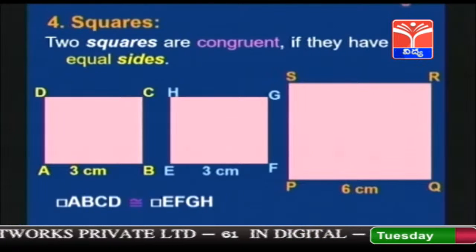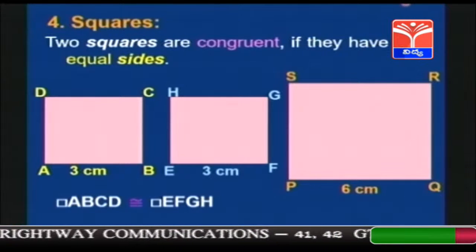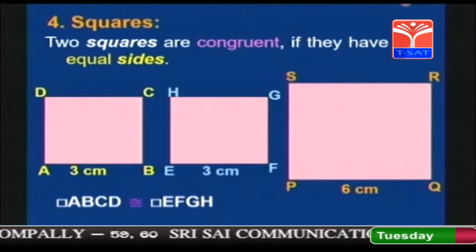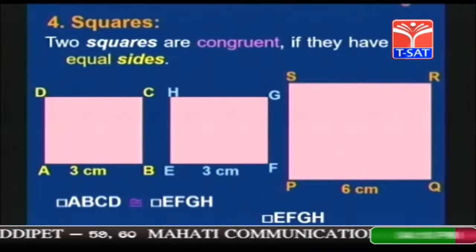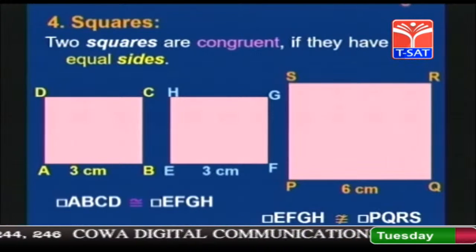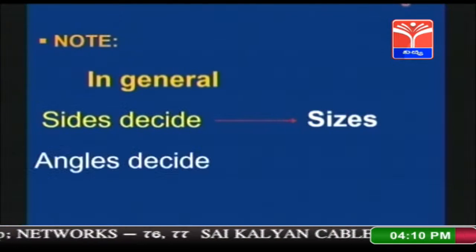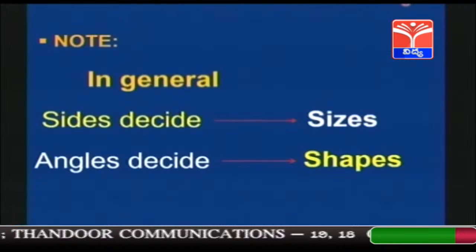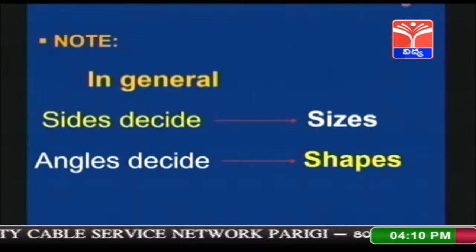Now again, what is the relation between the squares EFGH and PQRS? Do you think they are congruent? No, because their side lengths are different. Square EFGH has a side length of 3 centimeters, square PQRS has a side length of 6 centimeters, so they are not congruent, and we denote it like this: square EFGH is not congruent to square PQRS. Note, in general, sides decide sizes, angles decide shapes. This means for two geometric figures, the sides decide their sizes, and the shapes of the figures are decided by their angles.